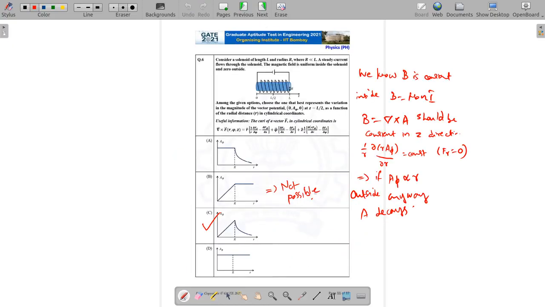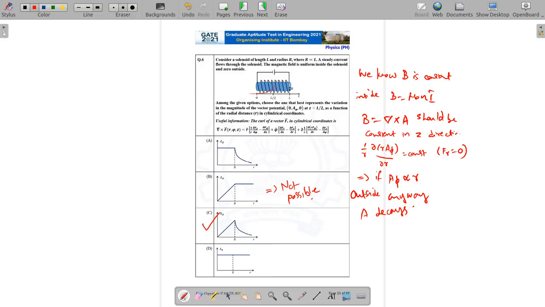Okay, next one. Consider a solenoid of length L and radius r, where r is very much less than L. Steady current flows through the solenoid. Magnetic field is uniform inside, so this is fine, and 0 outside. Among the given options, choose the one that best represents the variation in the magnitude of vector potential A phi at z equals L by 2. So this is your z axis. So you are moving in this fashion, at z equal to L by 2, as a function of radial distance.